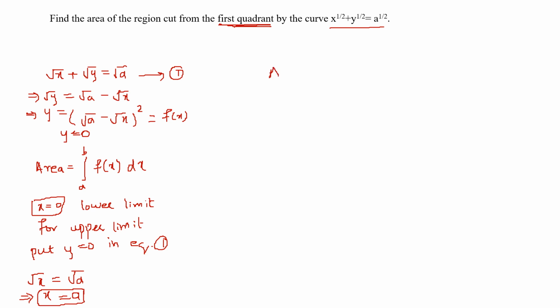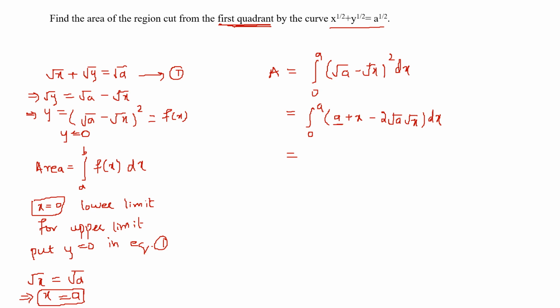So the area of the region is the integral from 0 to a, and the integrand is (square root of a minus square root of x) whole squared, dx. Let's first open the square. In the integrand, this gives us a plus x minus 2 times square root of a times square root of x, dx. The first term is constant and the second term is variable.